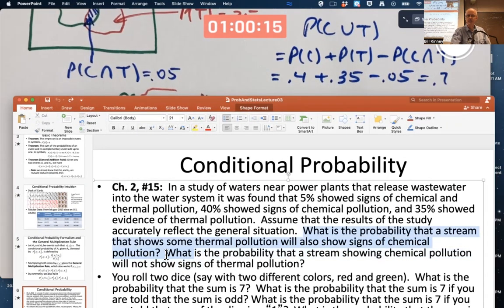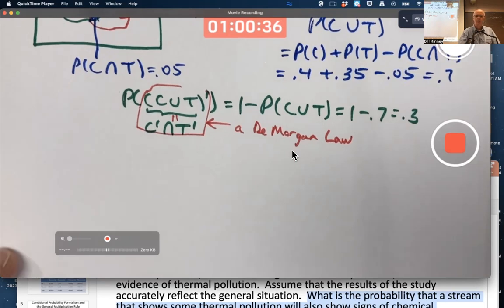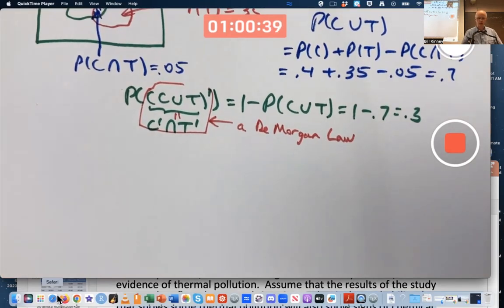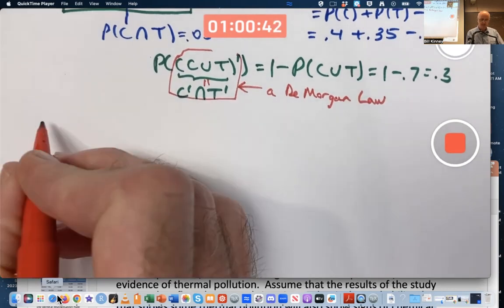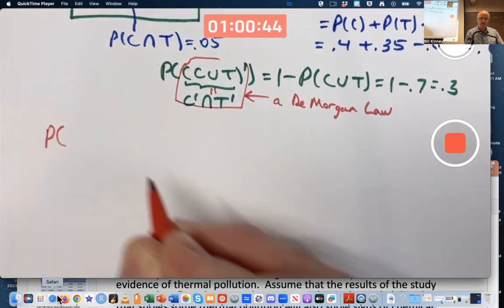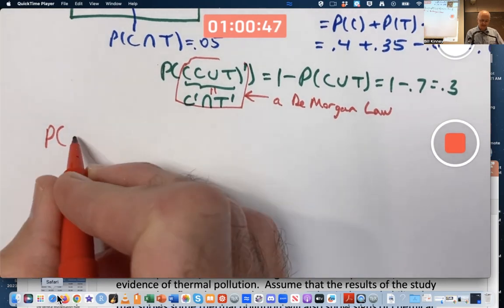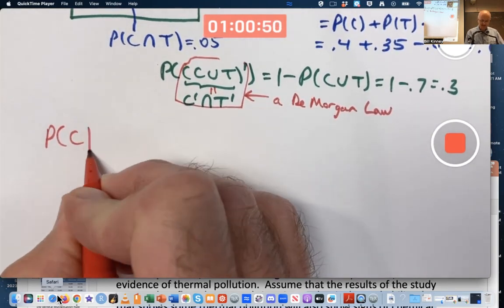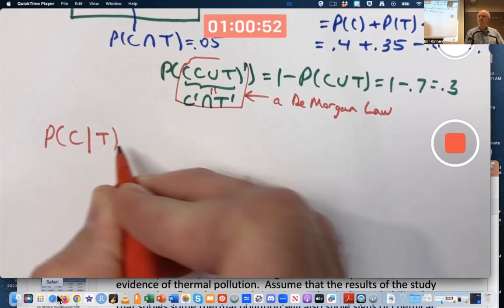if the stream shows some thermal pollution, if we know it's in T, what are the chances it's also in C? That's called a conditional probability. The conditional probability is tricky, but very important. We know it's got thermal pollution. What are the chances that it also has chemical pollution? That conditional probability, notation-wise, is written like this. What is the probability of C given that T has occurred?